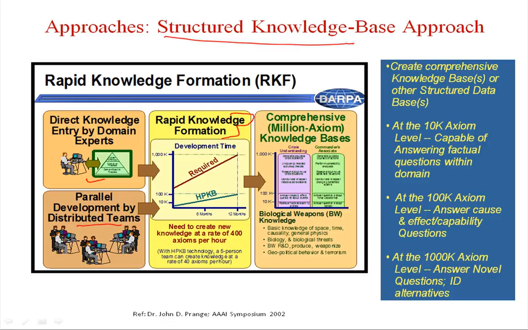Next is the comprehensive million axiom knowledge bases. We use these comprehensive knowledge bases to generate the answers or answer list, a fast generation of answer list. For example, it contains some basic knowledge of space, time, causality, general physics, biology, threats like biological weapons related knowledge base. We use this knowledge base. Actually, this is a process of organizing knowledge base so that we can answer questions quickly.